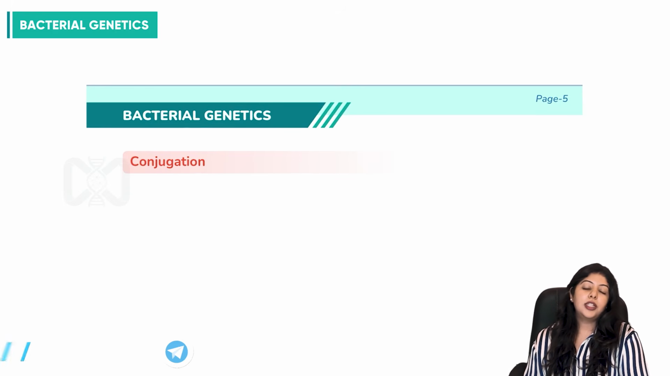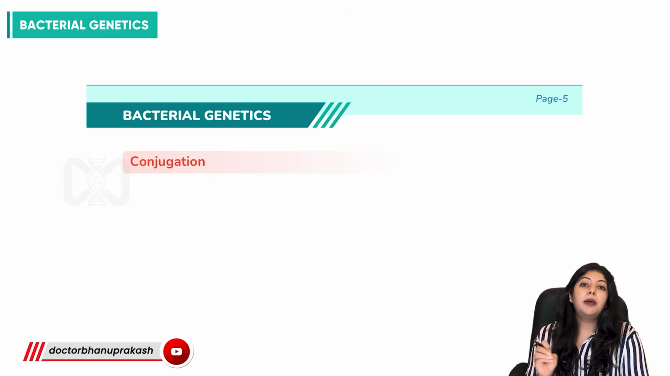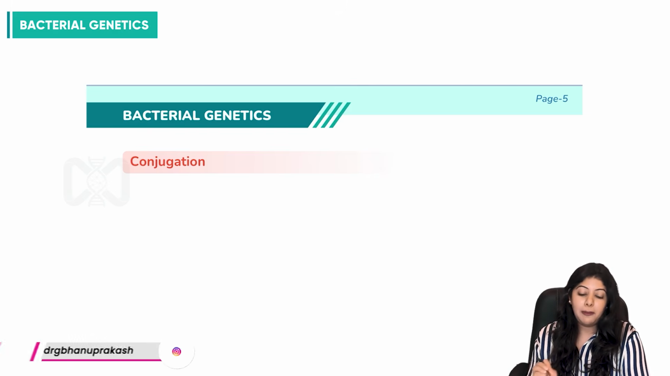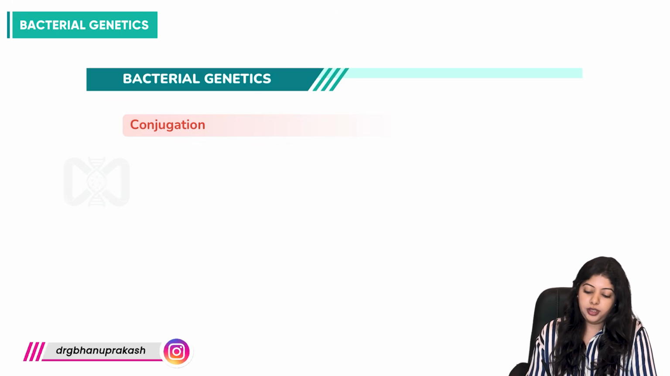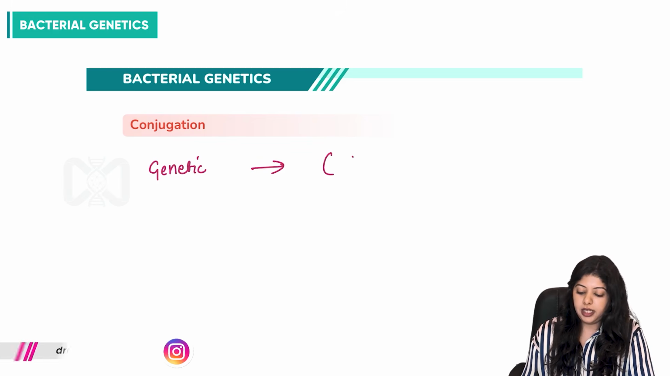Now moving on to the next part, which is conjugation. Conjugation stands for a term wherein there is transfer of genetic material from one bacteria to another with the help of formation of a conjugation tube. So there is one channel that is formed between two particular bacteria, and the genetic material gets transferred in that pair.